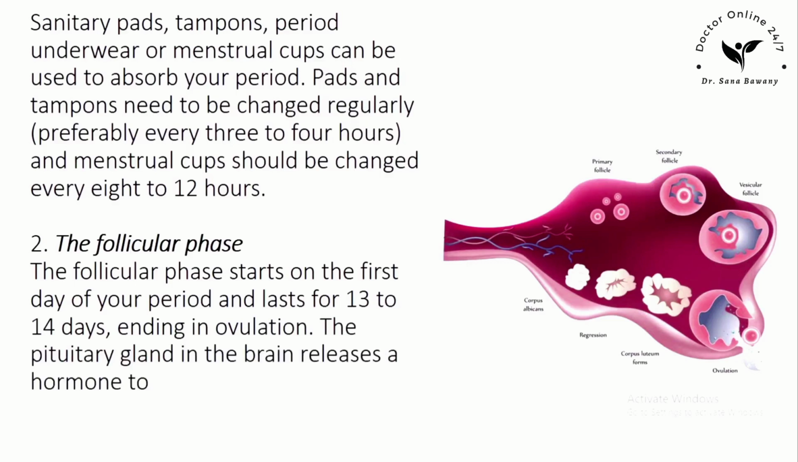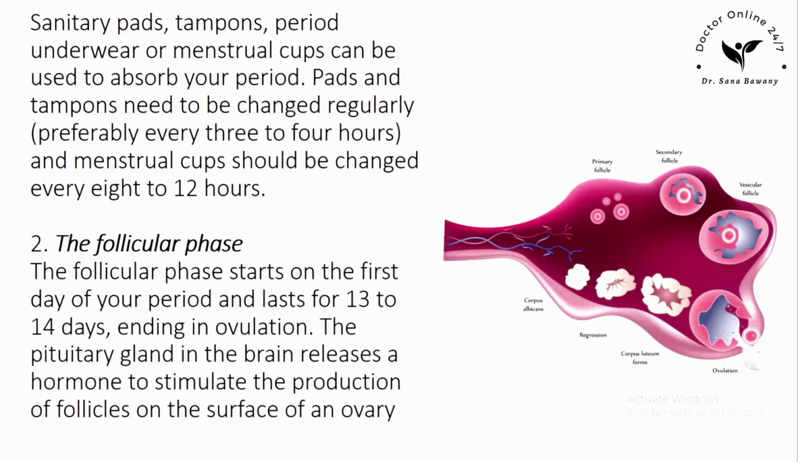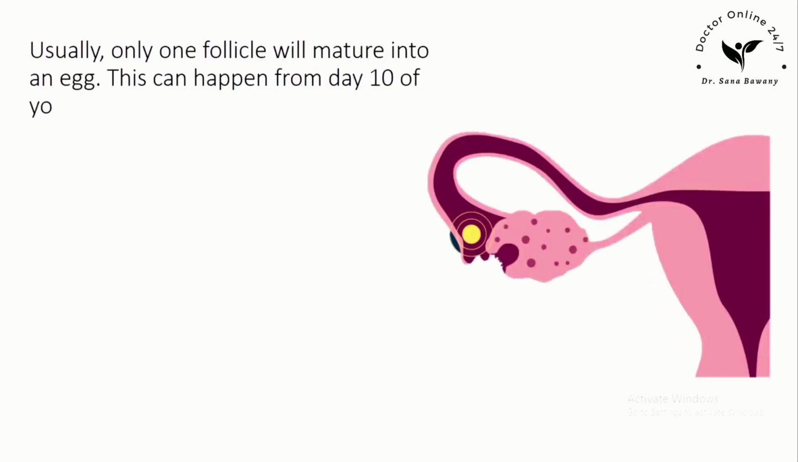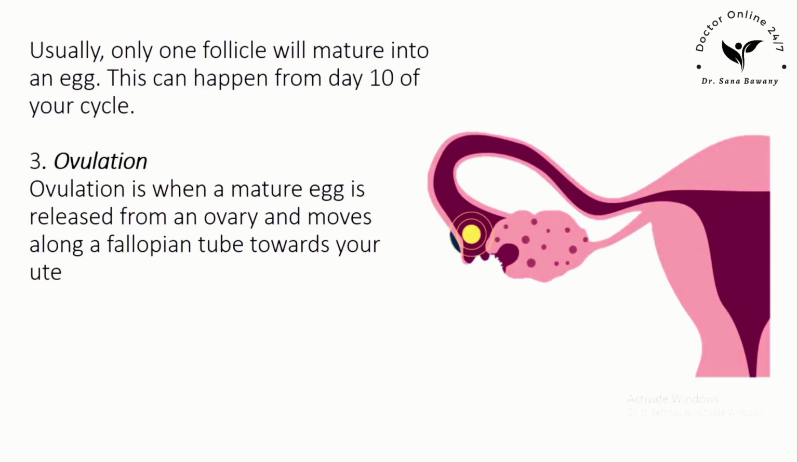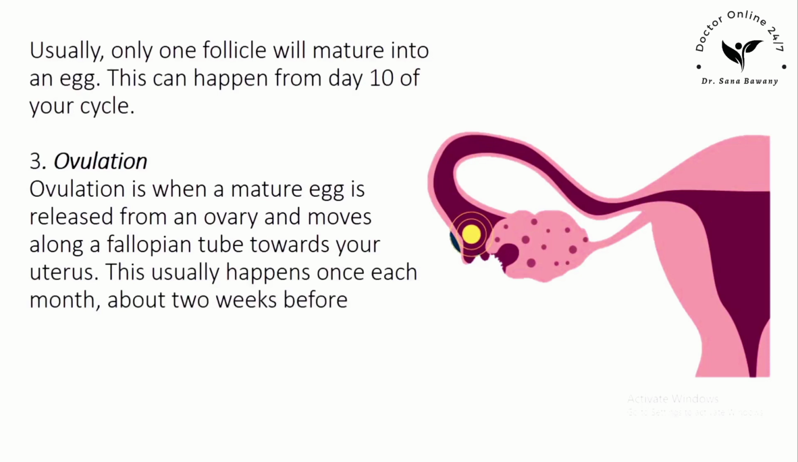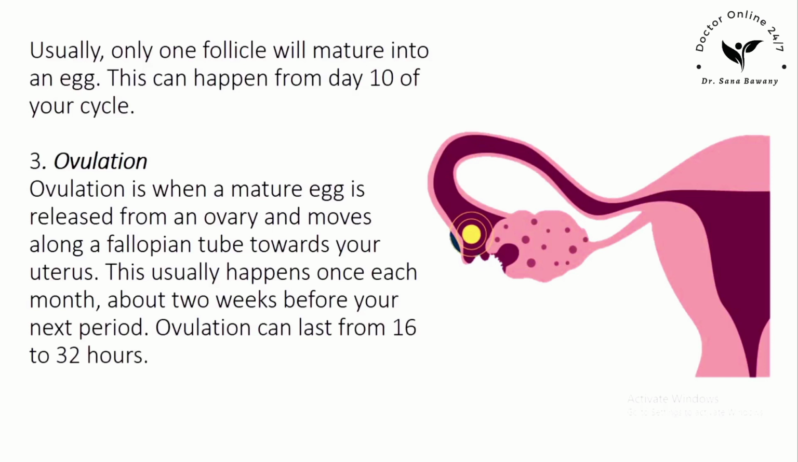The pituitary gland in the brain releases a hormone to stimulate the production of follicles on the surface of an ovary. Usually, only one follicle will mature into an egg. This can happen from day 10 of your cycle. 3. Ovulation. Ovulation is when a mature egg is released from an ovary and moves along a fallopian tube towards your uterus. This usually happens once each month, about 2 weeks before your next period.